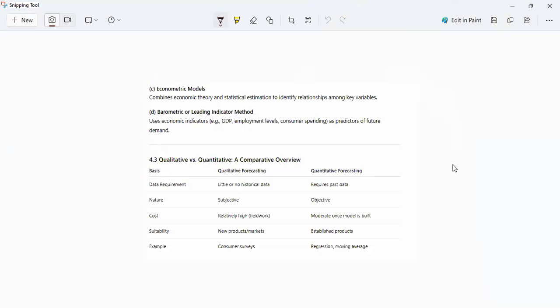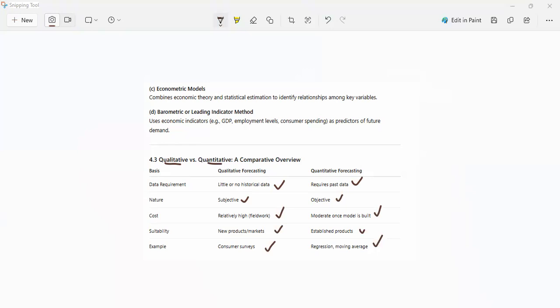So in a nutshell, what have we said? We have looked at the two methods that we use when collecting data: qualitative and quantitative. Under qualitative, there is little historical data. This one requires historical data. The nature here is subjective, here it's objective. In terms of field work, it's more on qualitative, and here it's moderate. You just use models. Here it's ideal for new markets, here for already established markets. The methods are consumer surveys here, and here we use regression and moving averages. So this is the difference between the two types of approaches that we have.